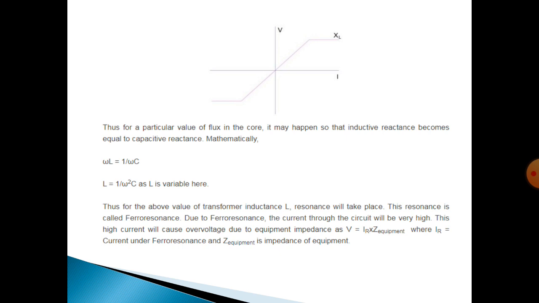Okay, next diagram. Already I told omega L is equal to 1 by omega C. That means the resonance condition XL is equal to XC. So we find the value of L is equal to 1 by omega square C. In this condition, L is a variable here.